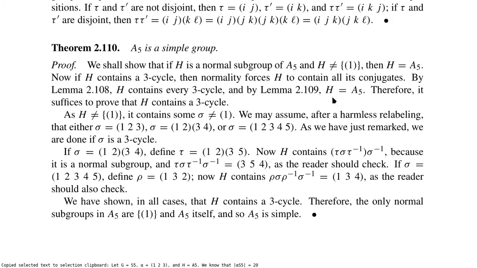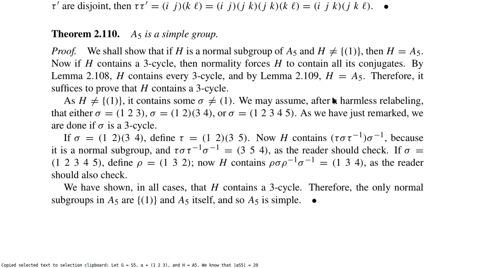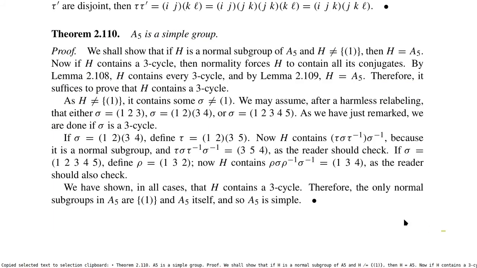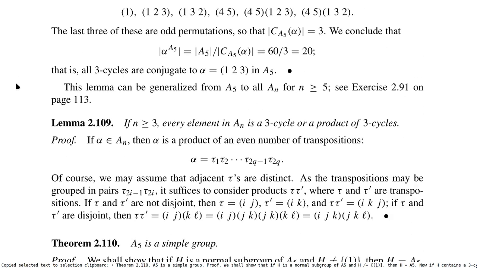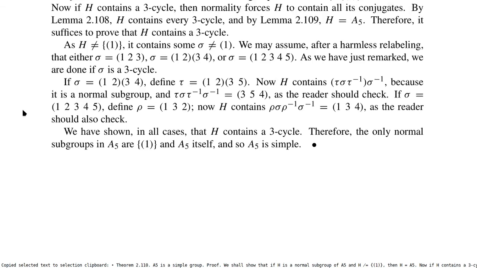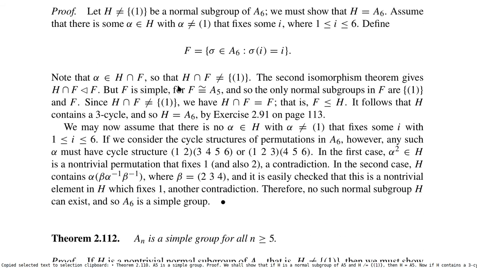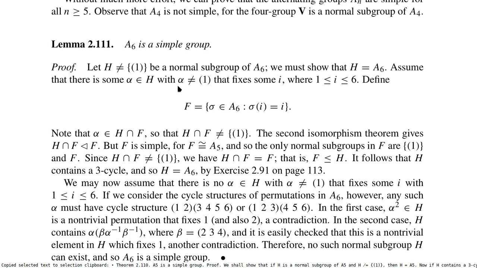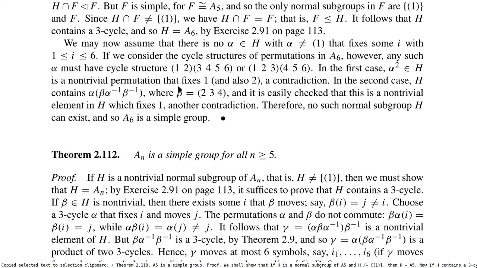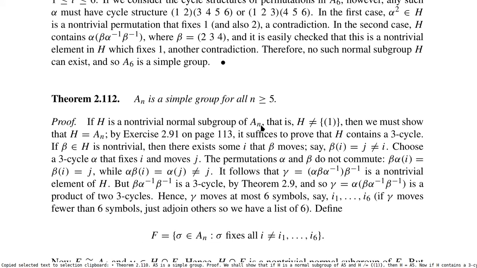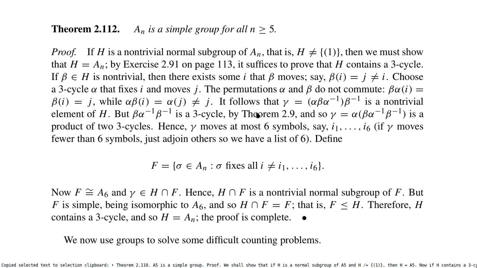This is a lemma to show that it's a simple group. We're not going to go through this. It's pretty straightforward to check. It's just using this lemma and the previous one. But after that, we have to check A6 is a simple group, which can be quite an exercise. Now for general cases, An is a simple group for all n greater than or equal to 5. That would be interesting.